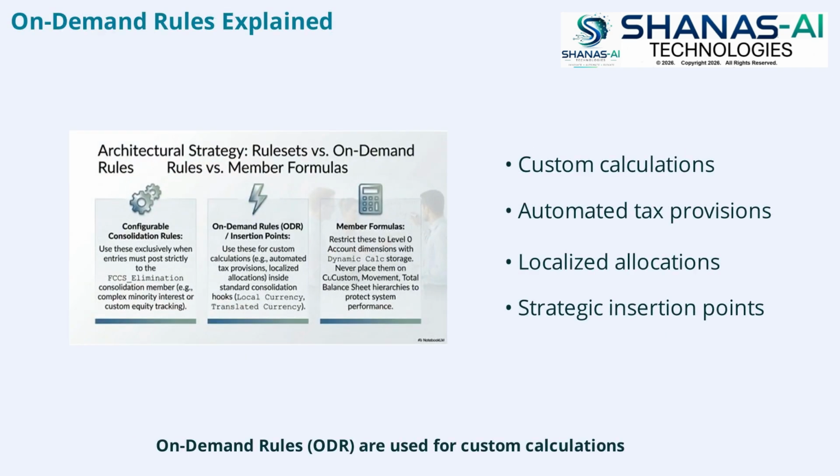On-demand rules, ODR, are used for custom calculations such as automated tax provisions or localized allocations. These rules are inserted at specific points within the standard consolidation process, like local currency or translated currency hooks. By leveraging ODRs, you can tailor calculations to meet unique business requirements without affecting the overall consolidation logic. Next, we'll discuss member formulas and their best practices.